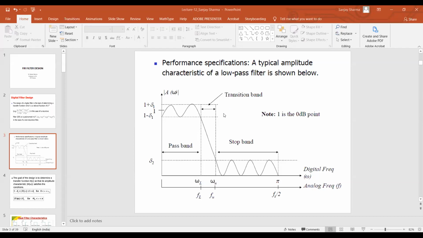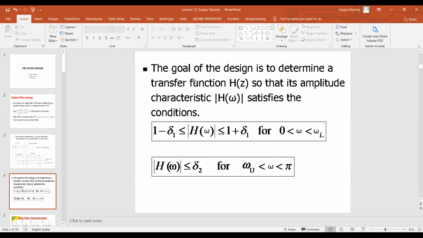So these specifications I will give you, and based on the specification, I have to determine the transfer function of the filter so that its amplitude characteristic satisfies the condition that the magnitude response is within 1 minus delta 1 and 1 plus delta 1. And this is for the stop band attenuation also, that the magnitude response is less than delta 2 for the stop band, right? The major thing is that I have to design a transfer function.